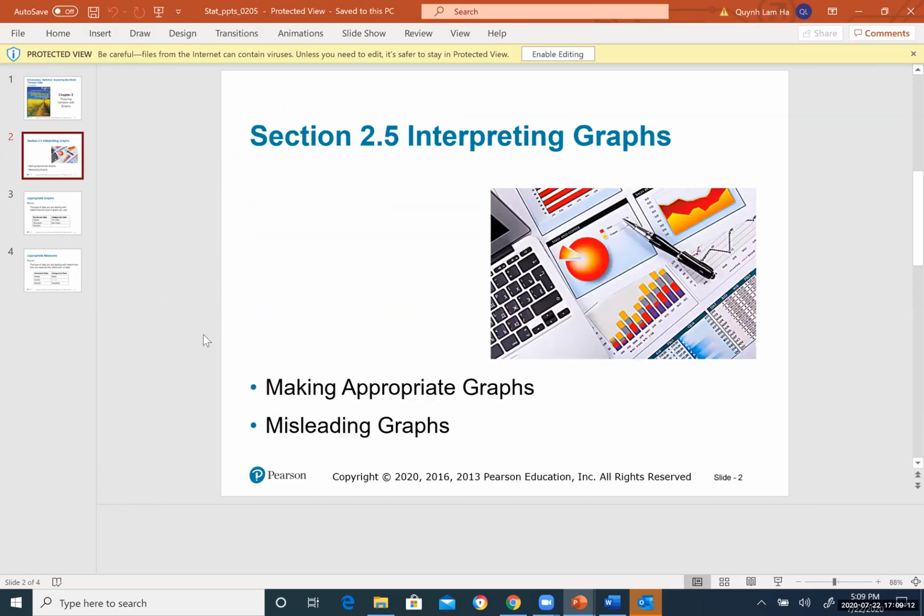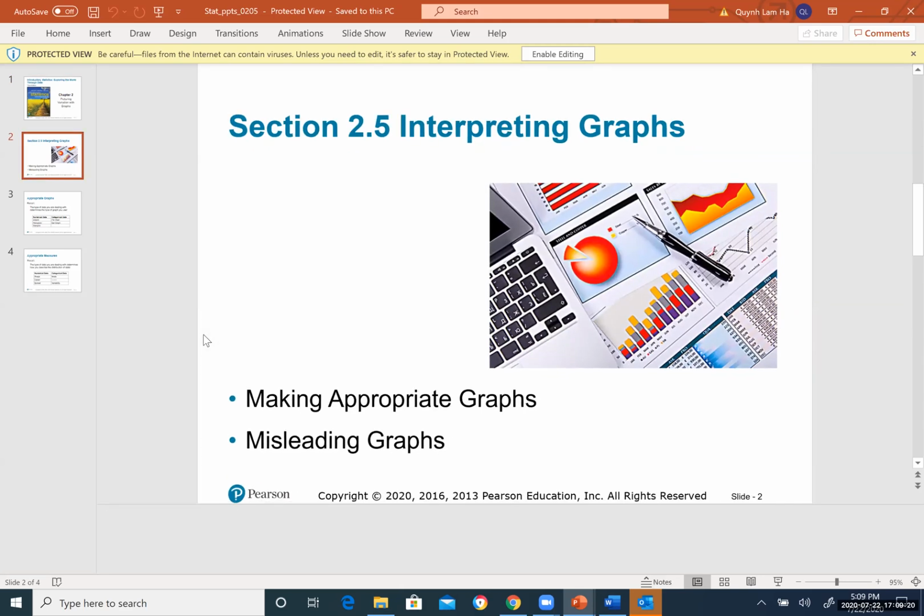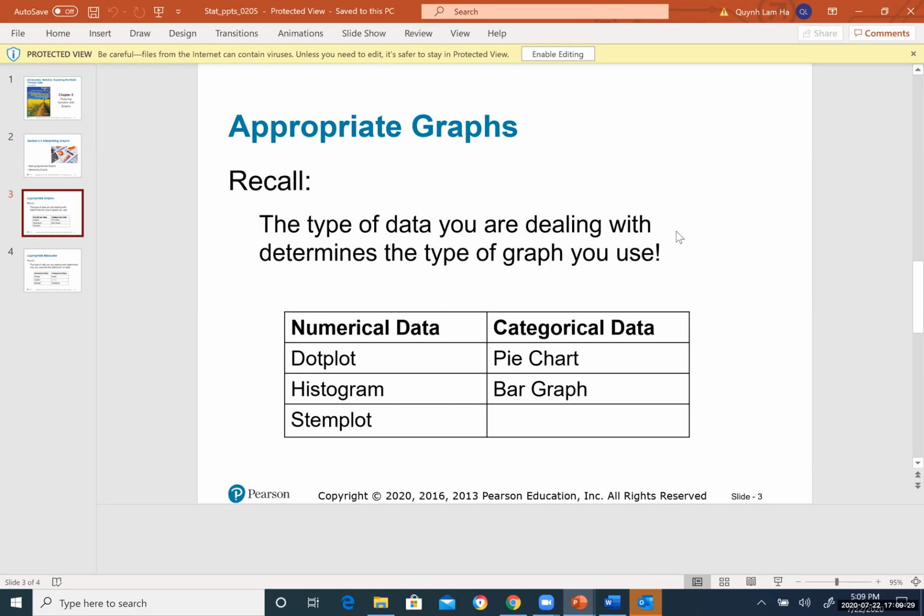In this section you learn about interpreting graphs, making appropriate graphs, and misleading graphs. Actually, you already learned this in 2.1 to 2.5. This section looks like a summary of what we have learned. For numerical data, we use dot plot, histogram, and stem plot. And for categorical data, we use pie chart and bar graph. You already visualize in your head how these graphs look, right?